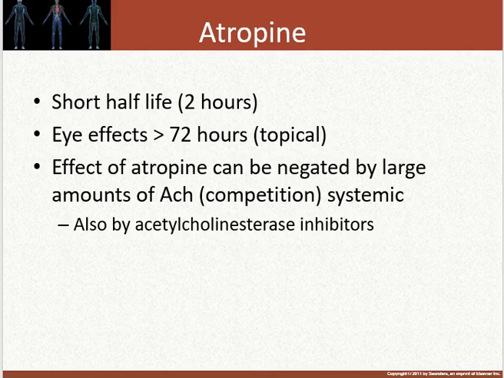And so the effects of atropine can be reversed by large amounts of acetylcholine, because then a competition can ensue at the receptor site. But atropine can also be reversed by supplying an acetylcholinesterase inhibitor, okay, which would be an indirect acting agonist.